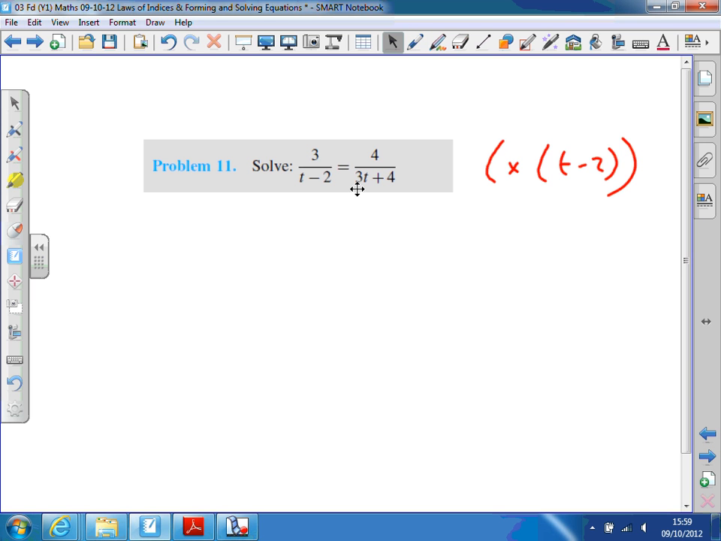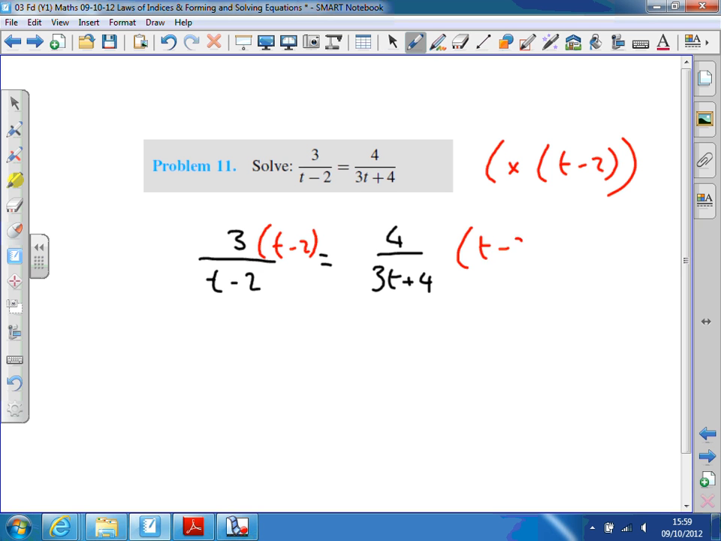That means I get, if I rewrite this whole fraction, you might see it. I just rewrite it, but then multiply by t minus 2. Multiply both sides by t minus 2. That means I can cancel these, and I'm left with just 3. So I've got rid of the t minus 2 underneath. 3 equals 4 over 3t plus 4 times t minus 2.